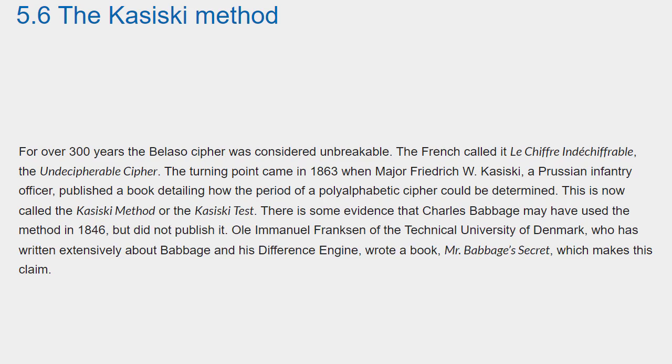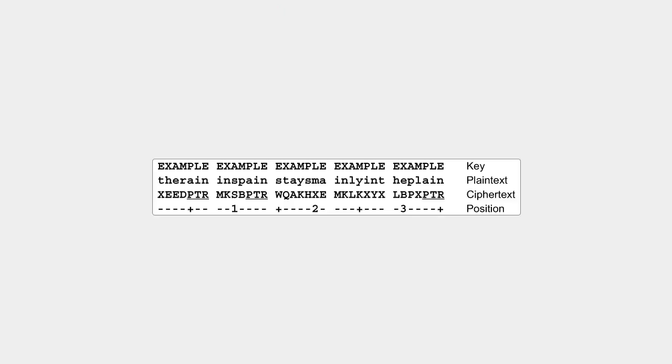There is some evidence that Charles Babbage may have used the method in 1846, but did not publish it. Ole Emanuel Frankson of the Technical University of Denmark, who has written extensively about Babbage and his difference engine, wrote a book, Mr. Babbage's Secret, which makes this claim.